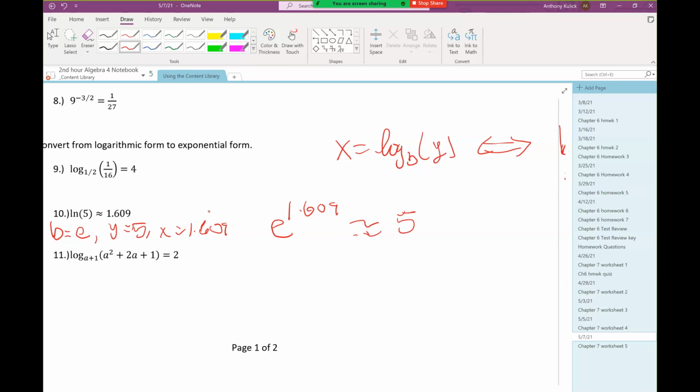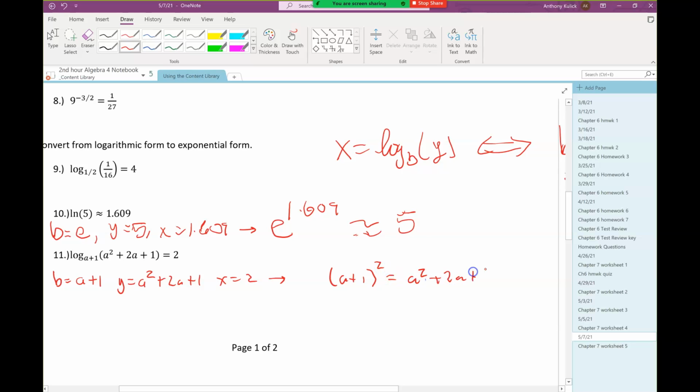I had a question about 11. Let's just do 11. Is it similar? It's identical. Right? So those are my values for b, y, and x. So I have b to the x is equal to what? That's it. Which again, if you FOILed out 8 plus 1 squared, you get the right-hand side.